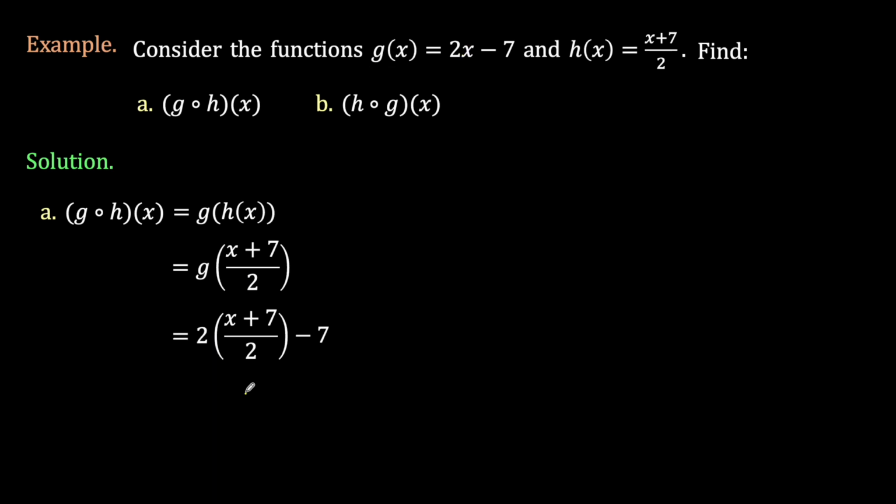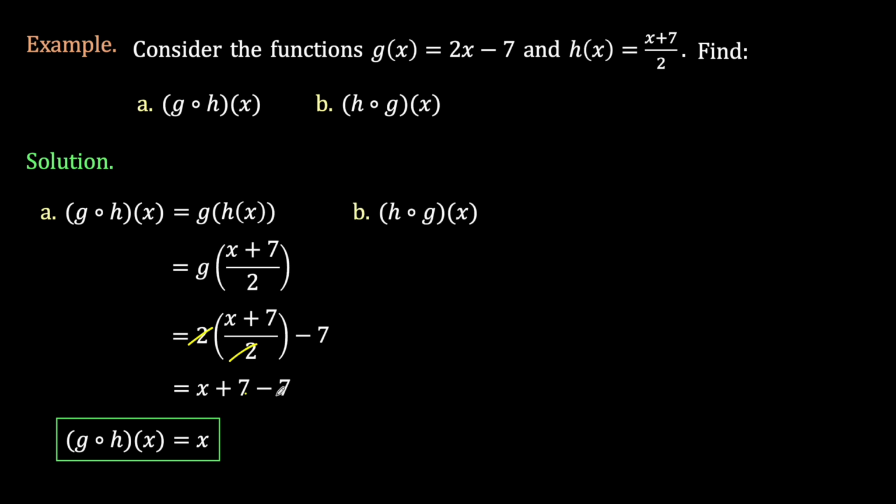This part will turn into a cancellation. So, we have the remaining terms, x plus 7 and negative 7. Obviously, 7 minus 7 is 0. So, the final answer is x.